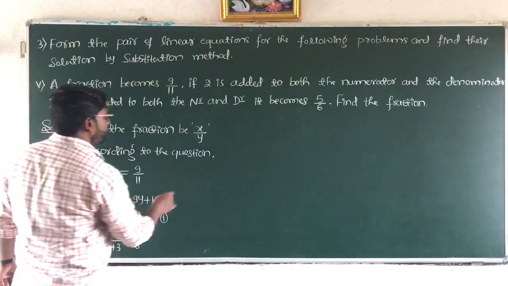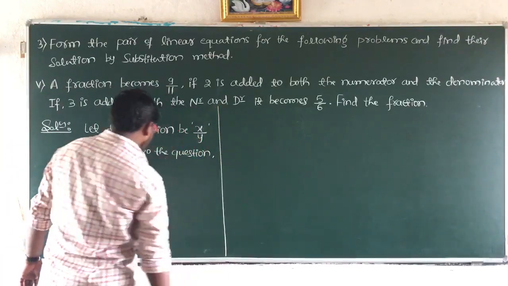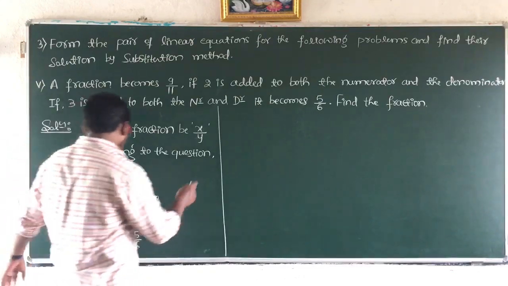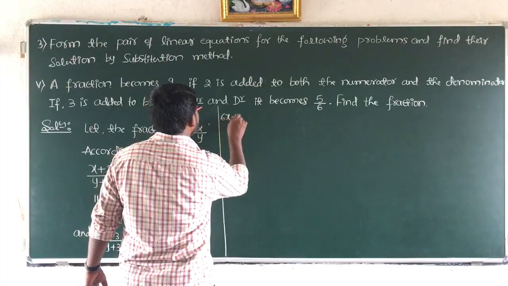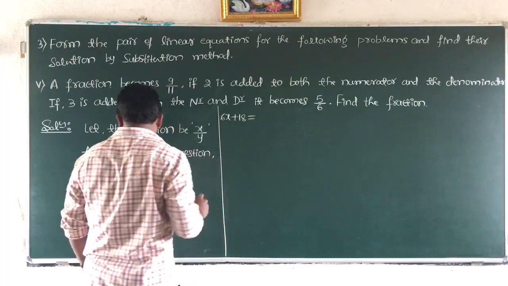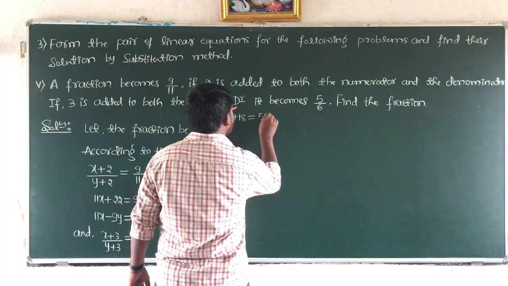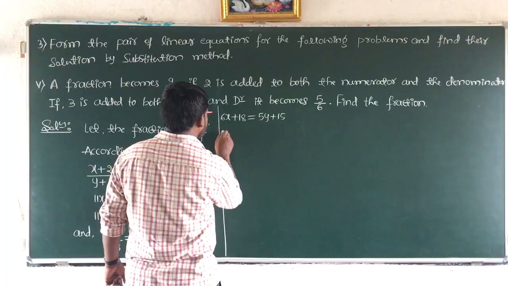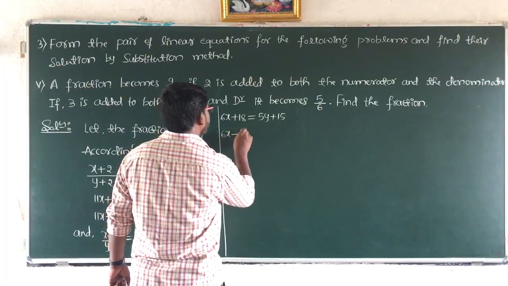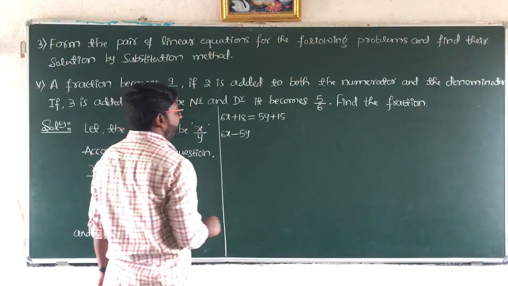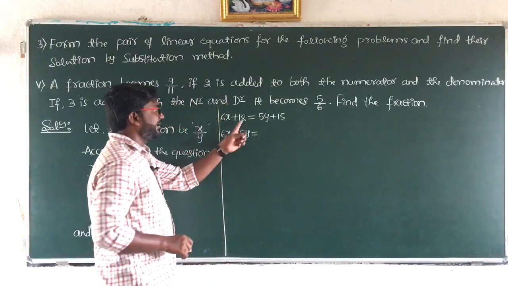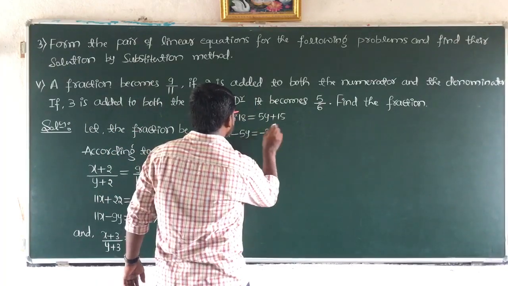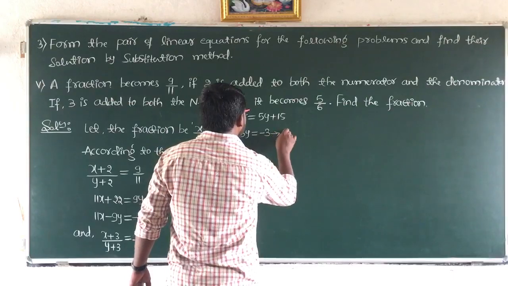Now go for the cross multiplication. 6 must be multiplied with x plus 3 and 5 must be multiplied with y plus 3. We get 6x plus 18, which is equal to 5y plus 15. Now rearrange the terms here. We get 6x minus 5y, which is equal to, take 18 to the RHS, 15 minus 18 will be minus 3. Call this equation number 2.